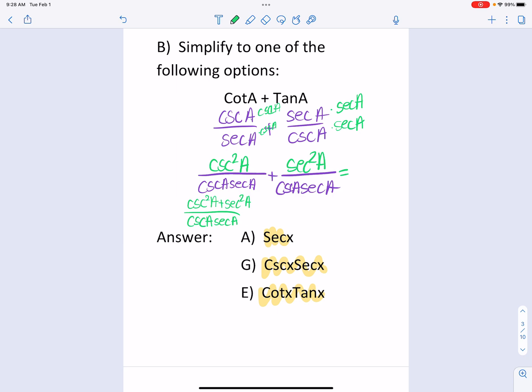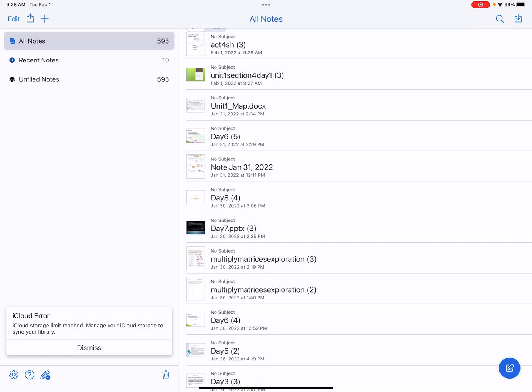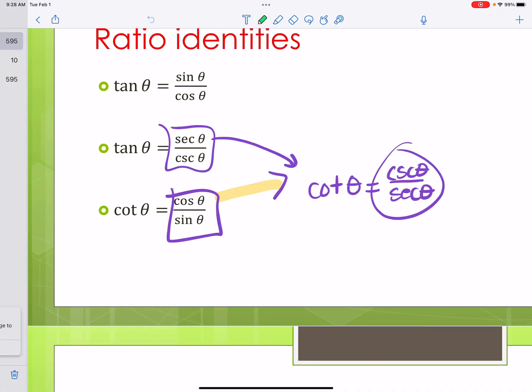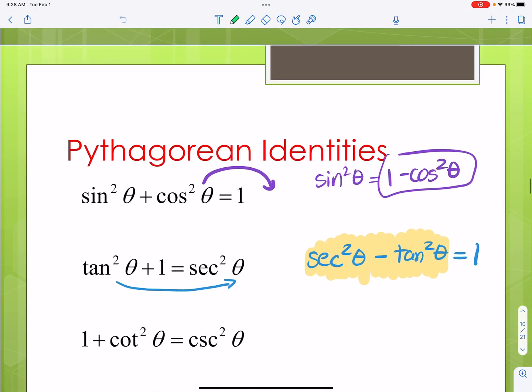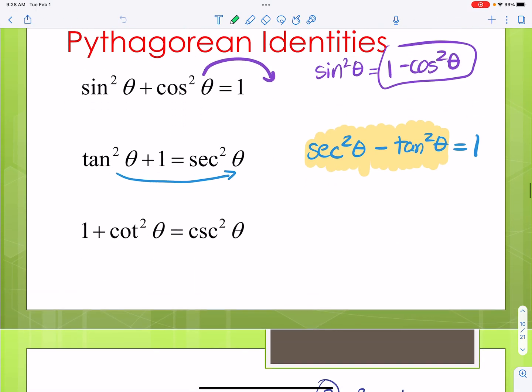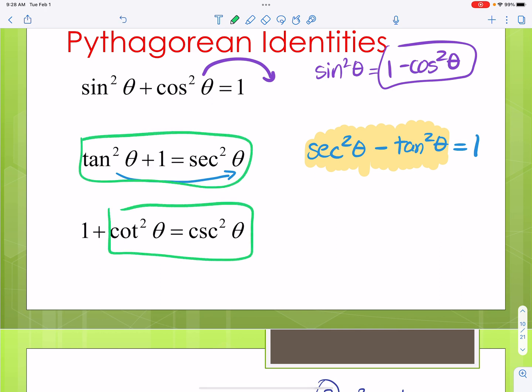Yes, no, maybe? Okay, so I'm going to go out here to my list. Cosecant of A plus the secant of A. Cosecant of A plus the secant of A. I do not have that. I do know the secant squared is 1, and I do know like this, I could use these.